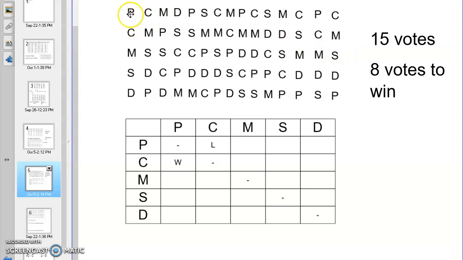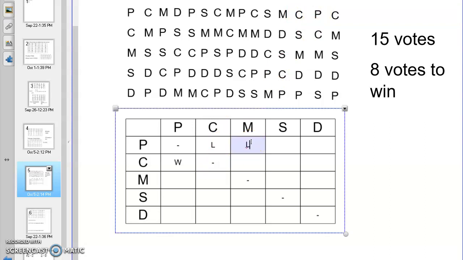So now P versus M. P wins the first column. M wins the next 2. P wins the 4th column, the 5th column. So now it's at 3. M wins, M wins, M wins. P wins the next column, that's 4. M wins. P wins the next column, that's 5. M wins. M wins. P wins the next column, that's 6. And then M wins. So that means P loses to M. M beats P.